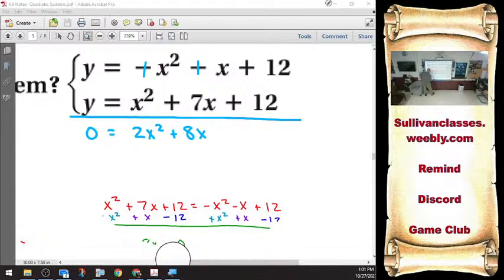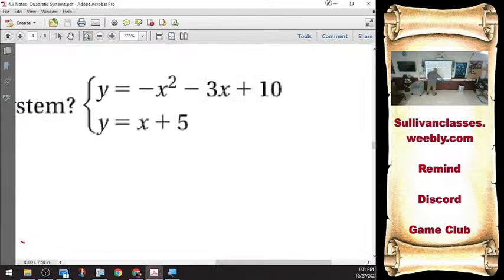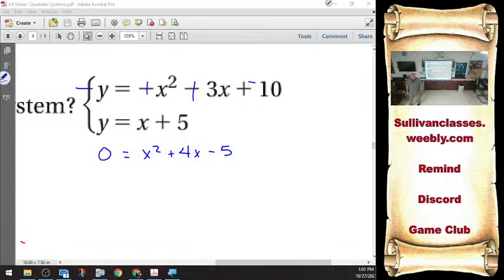Also, I'll go back a slide. Y'all can do elimination with these as well. Negate, negate, negate, negate. 0 is a positive x squared. 3x plus x is 4x. Negative 10 plus 5 is minus 5. Isn't that exactly what we had? So substitution and elimination, you get your choice. You kind of beat me to the punch there.